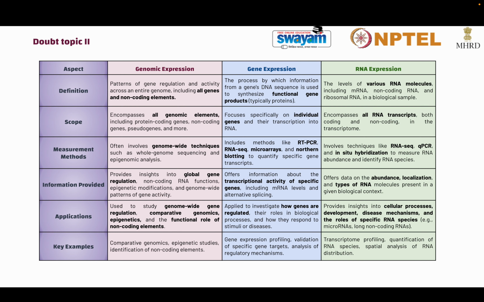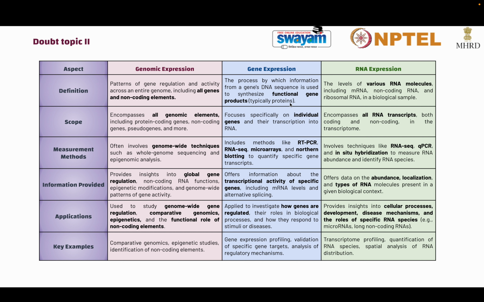So now the next doubt was regarding the expression, in which you asked what is the difference between genomic expression, gene expression, and RNA expression. When we say genomic expression, we talk about all the genes and the non-coding elements. So in this, we are talking about the gene regulation and the activity across the entire genome. Whereas when we say gene expression, we are focusing only on the DNA sequence which is used to synthesize some functional gene products, typically proteins.